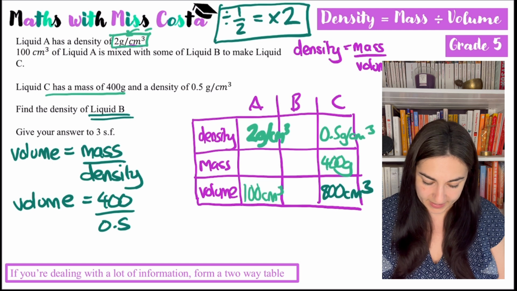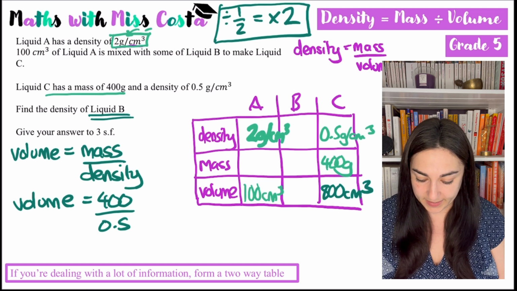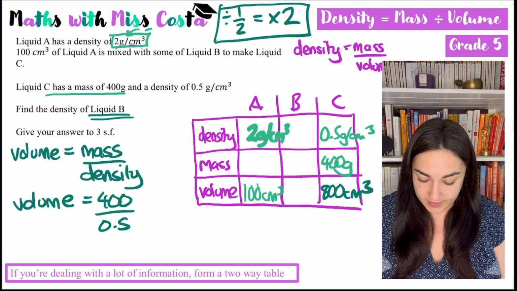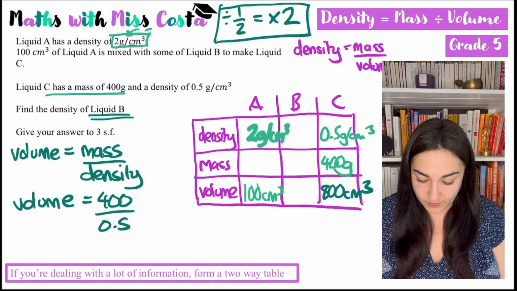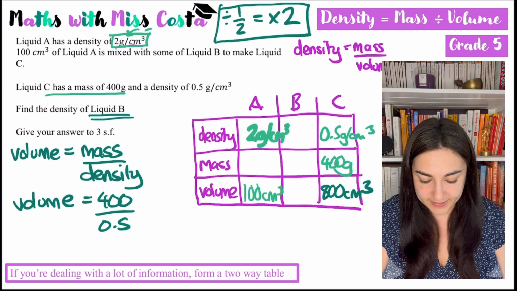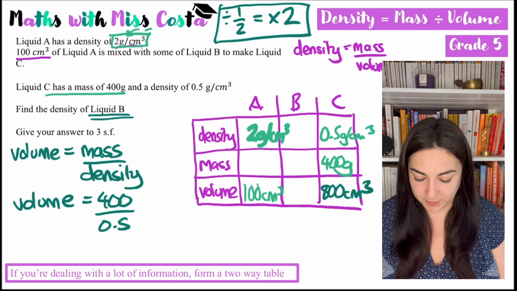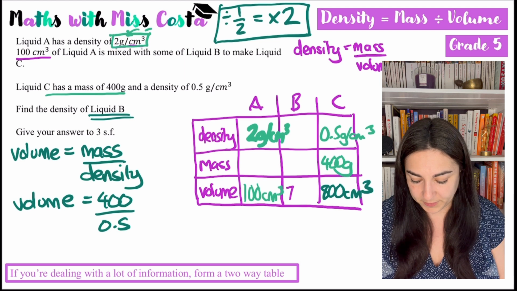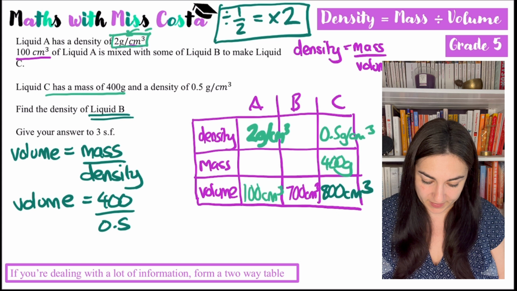Now I need to work out the density of liquid B. So I need to work backwards. What do I need to know? I need to know the volume of liquid B. Well, if 100 centimetres cubed of liquid A is mixed with some of liquid B, then this must be 700 centimetres cubed that must be mixed with it.